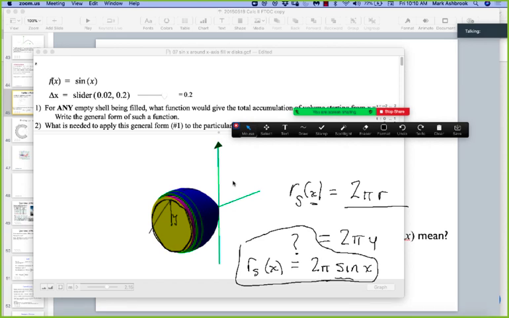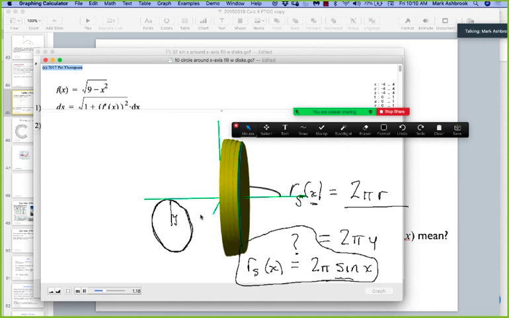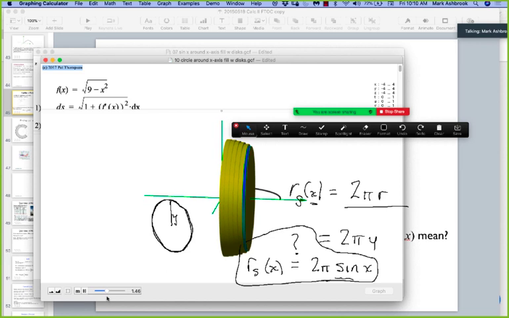So let's do that. Here's the same kind of idea, but it's going to be for a sphere, so that if I accumulate it from 0 to 3, I would get half a sphere.